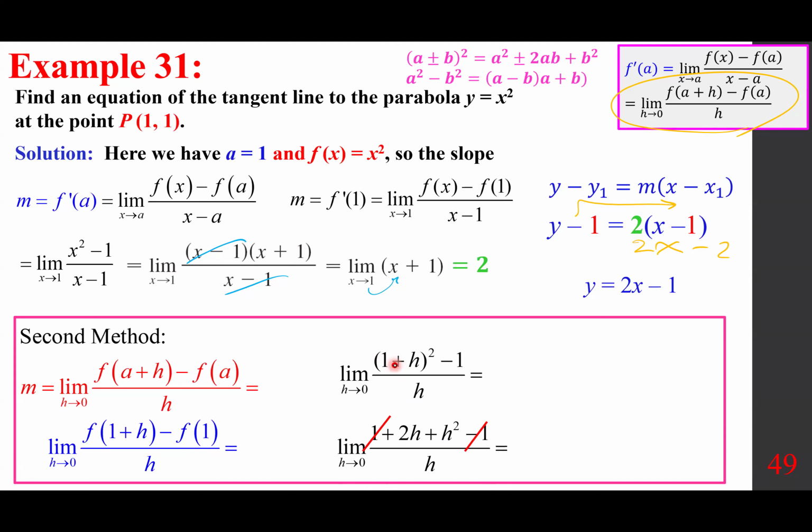1 and negative 1 cancel each other. Factor the h out. Drop the h from the top and the bottom. And now if you plug in, you get the same 2. And that's the idea, class. You get the same 2.